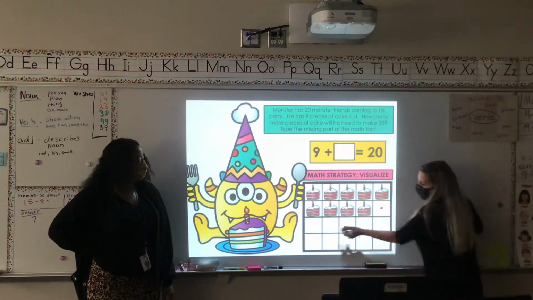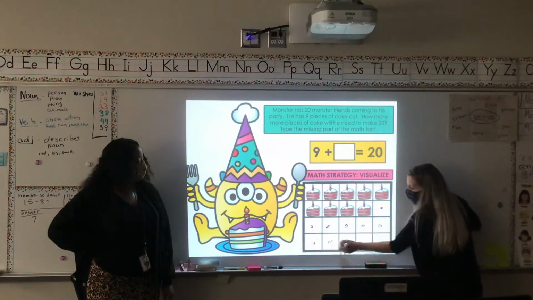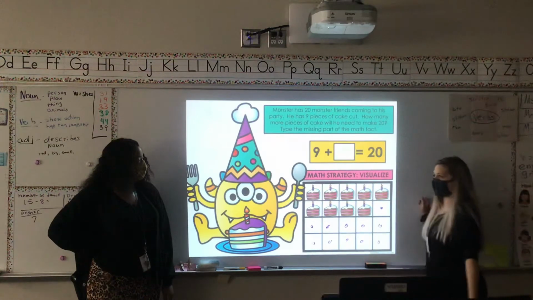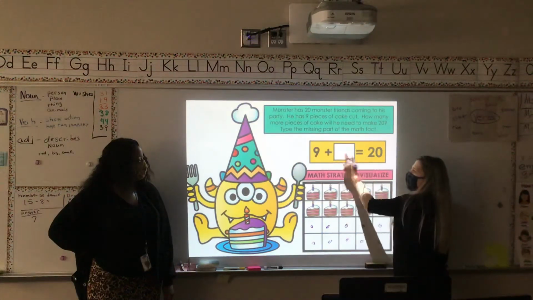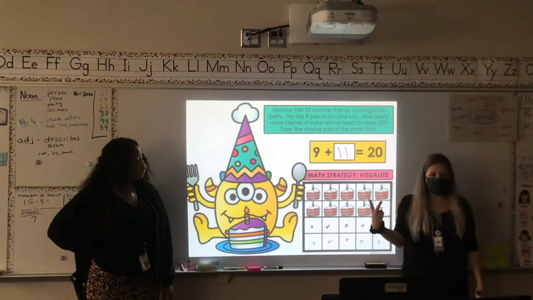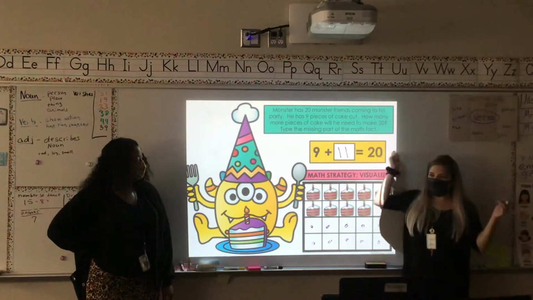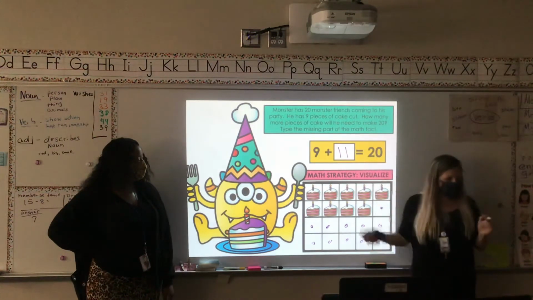So we have 1, 2, 3, 4, 5, 6, 7, 8, 9, 10, 11. So how many more do we need from 9 to get to 20? 11. So we just did 2 strategies. We made a 10 to get to 20, right? We used our tens facts to get up to 20.